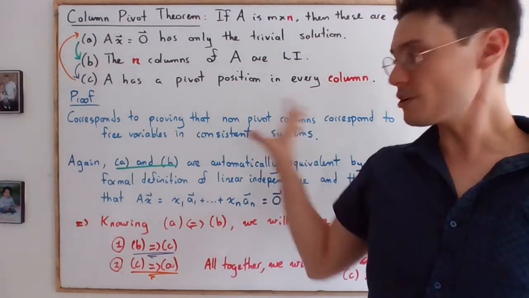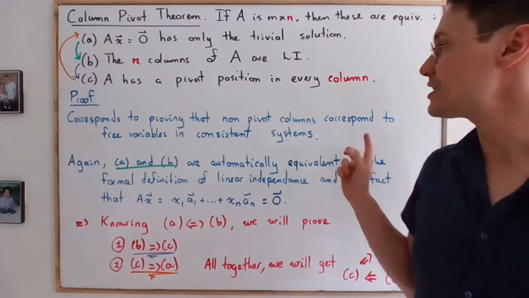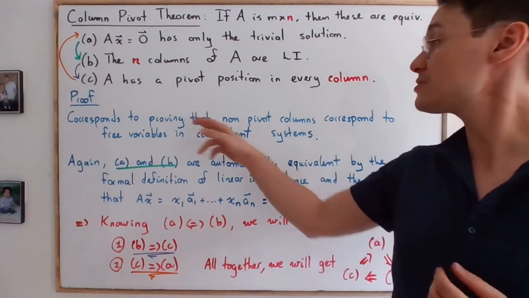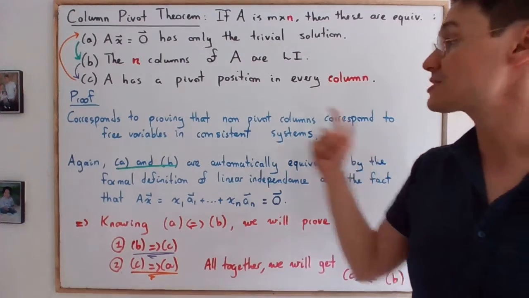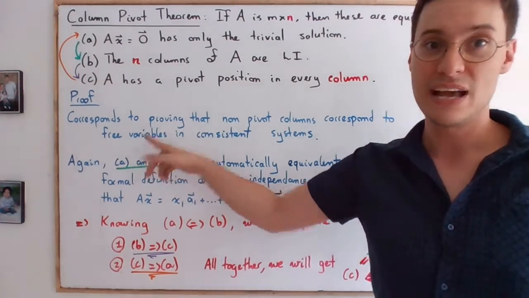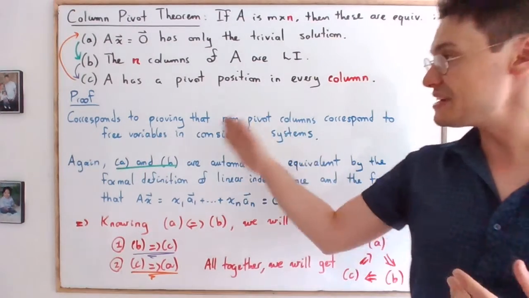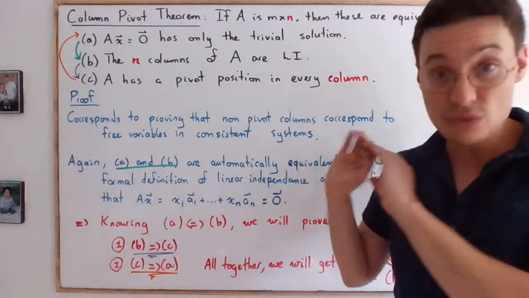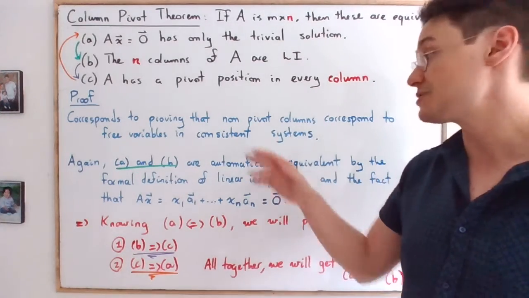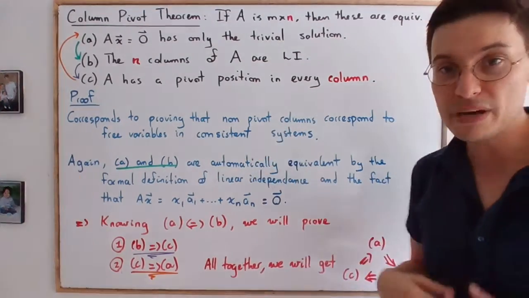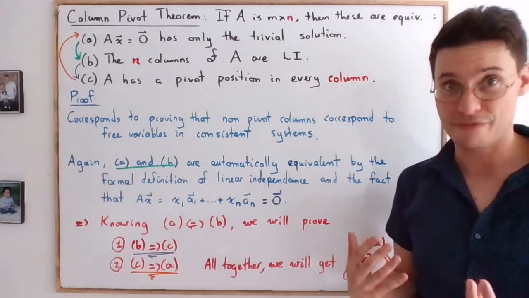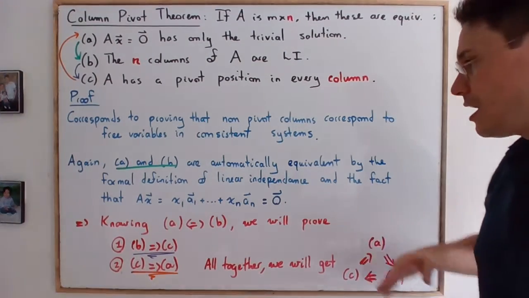And before starting the proof, I want to mention that this pretty much corresponds to proving that non-pivot columns correspond to free variables. In my opinion, this makes sense. If you reduce a lot of matrices, by experience, you will take that for granted. But it's actually not that easy to prove. Okay?